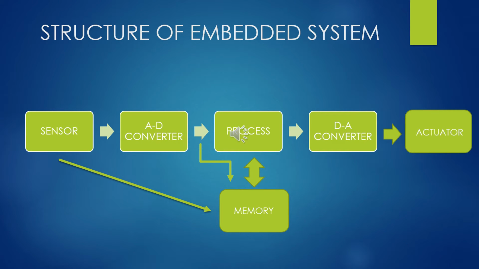Now this is the basic structure of an embedded system. The sensor takes the input and converts it to an electrical signal which can be read by the device. AD converter is the analog to digital converter which converts the analog signal to the digital signal. The processor processes the data and stores it in the memory. DA converter is the converter which converts digital signal to analog signal, and finally the actuator compares the output given with the actual output.